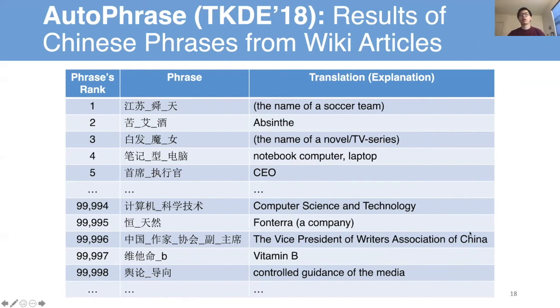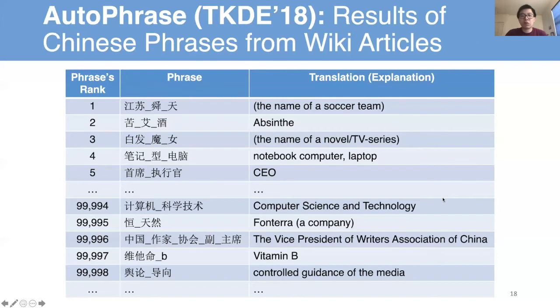So let's look at the Chinese phrase results. The first column is the rank, the second column is the phrase, and the third column is the translation. The underscores here are inserted by our tokenizer. While some of the tokenization results might not be accurate, AutoPhrase can always find high-quality phrases. For example, if you look at this, even around 100K rankings, we can still find meaningful phrases like this.